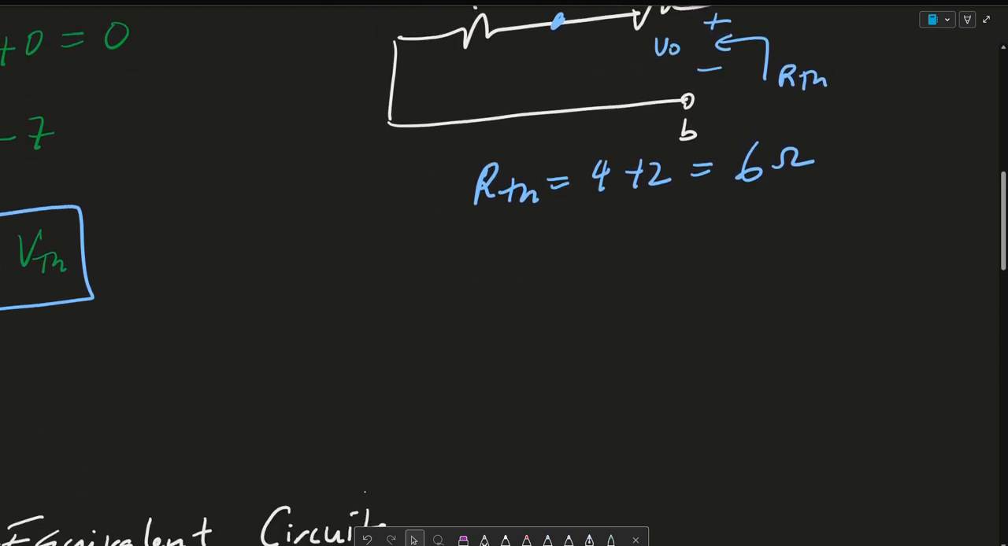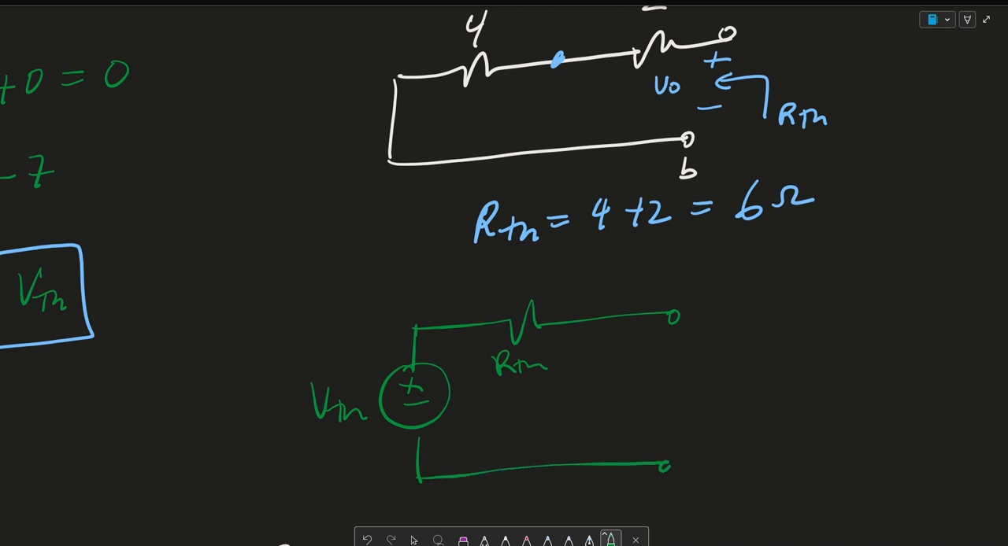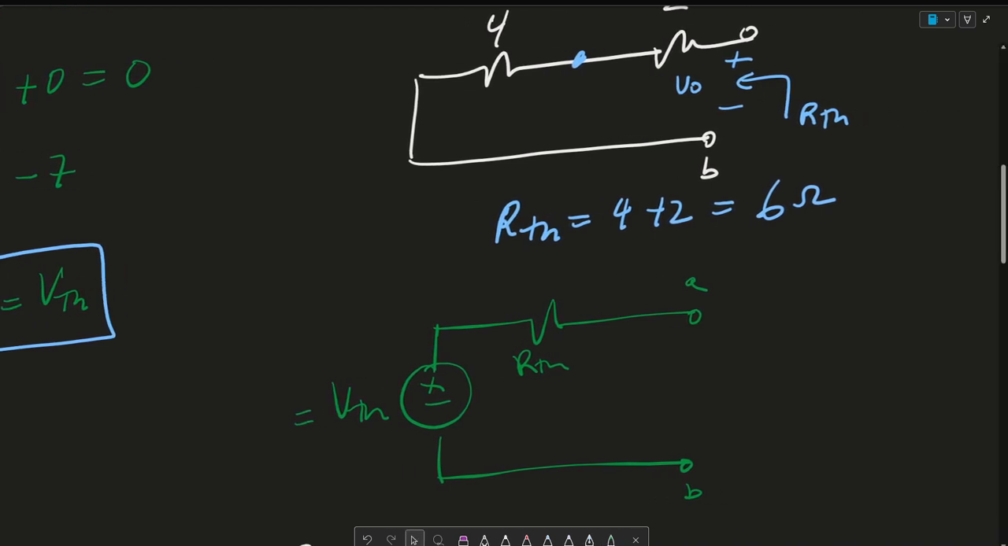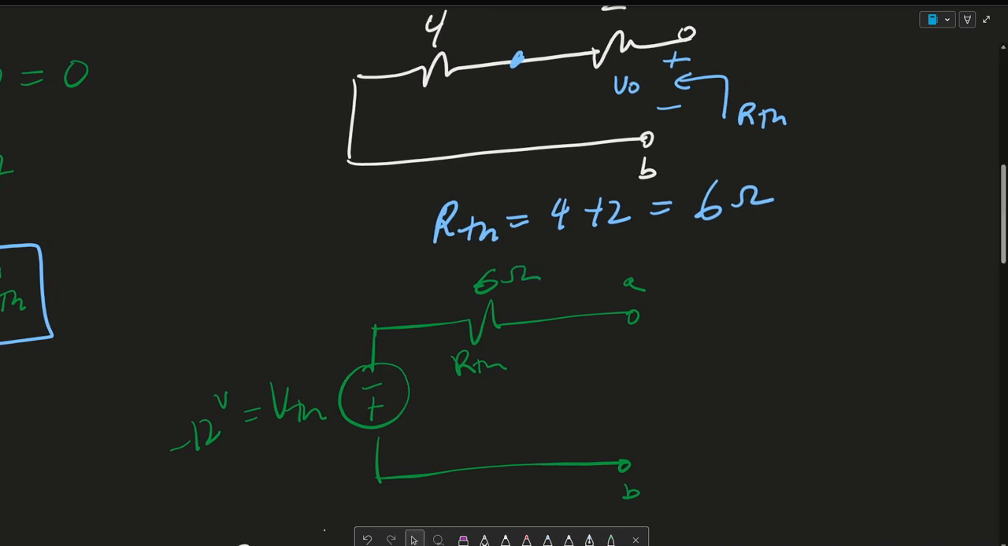So I can now write out my equivalent circuit and say that my equivalent circuit is a VTH that goes through an RTH. And then we have our terminals A and B. So VTH is equal to, well, we would have to switch this minus plus. This would be minus 12 volts and this would be 6 ohms. And we can go ahead and attach our RL.